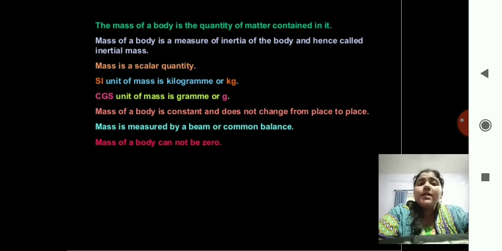Now the SI unit is kilogram, the CGS unit is gram. Mass of a body is constant and does not change from place to place. Wherever you go, on the earth, on Mars, on the moon, on Jupiter, the mass is not going to change. The mass is measured by a beam or common balance. Mass of a body cannot be zero. The mass of the body will always be greater than zero.